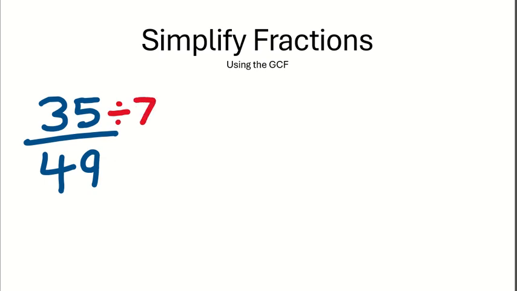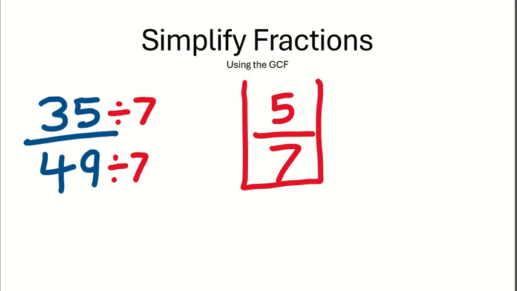35 divided by 7 is 5. And 49 divided by 7 is 7. Thus, 35/49 can be simplified into 5/7. Let's keep it going.